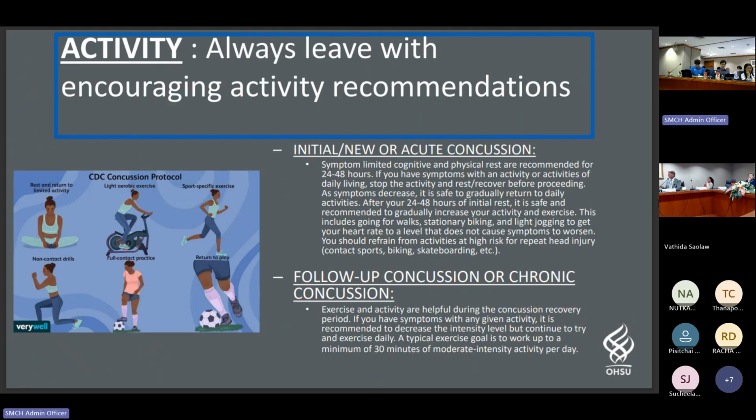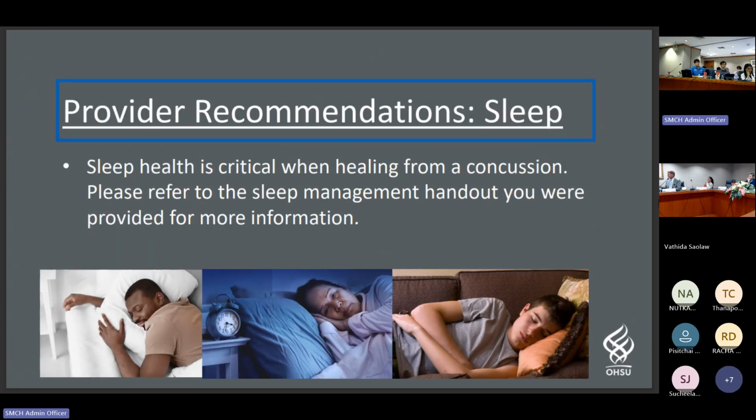So for activity, it's very important to consider, and I'll go over this more, that only after 24 to 48 hours of rest do we really push people in activity. I'm going to bring that home in a little bit. So we give this handout to everybody that leaves, and we always recommend exercising after 24 to 48 hours of rest, doing some light aerobic exercise.